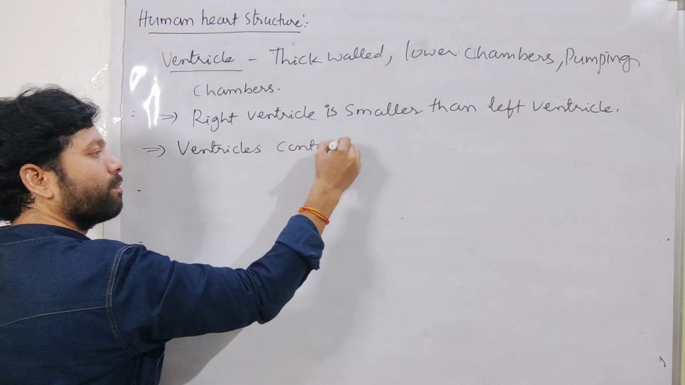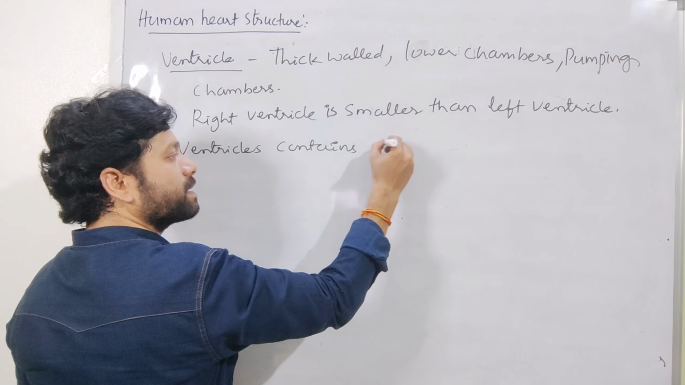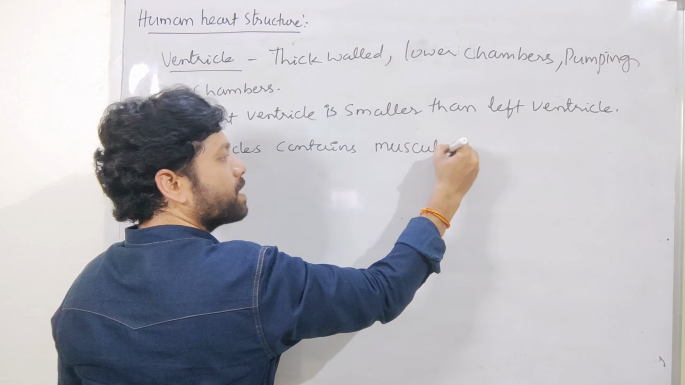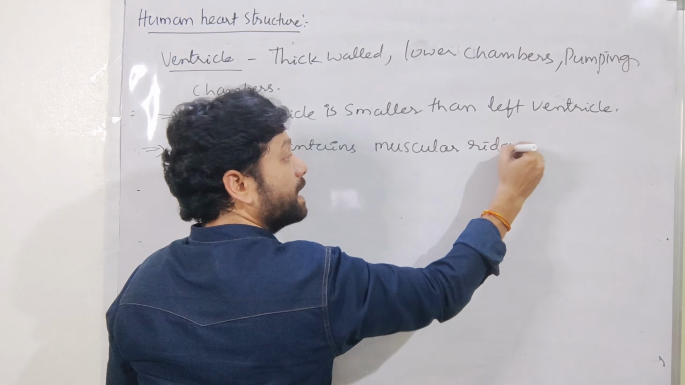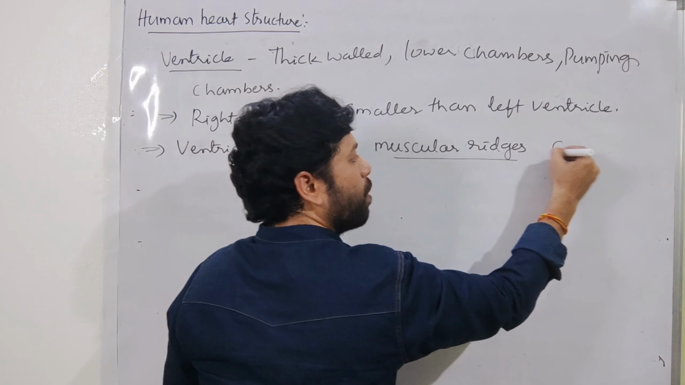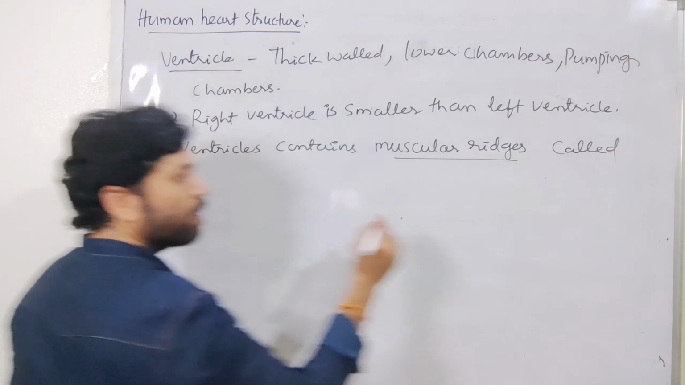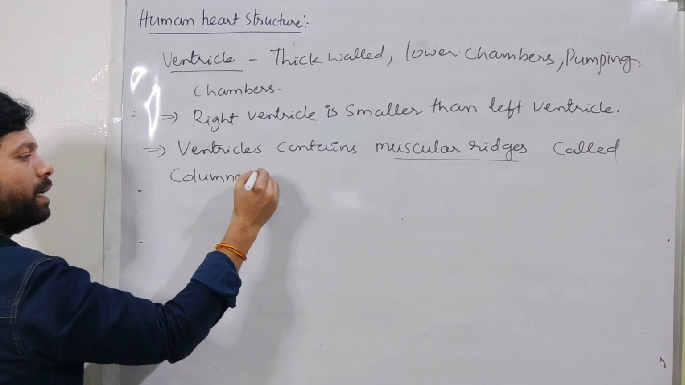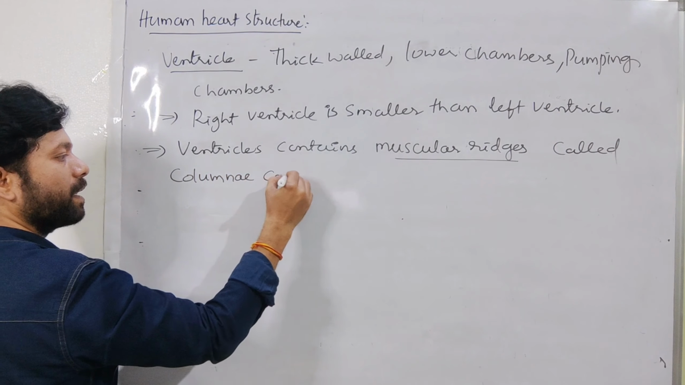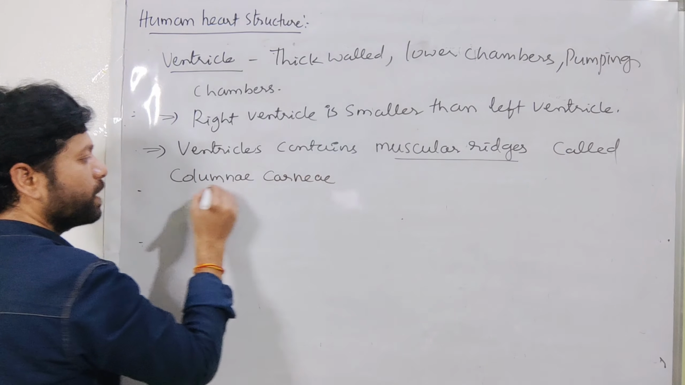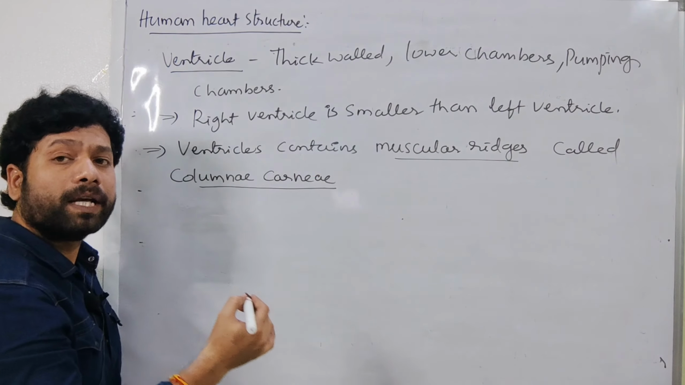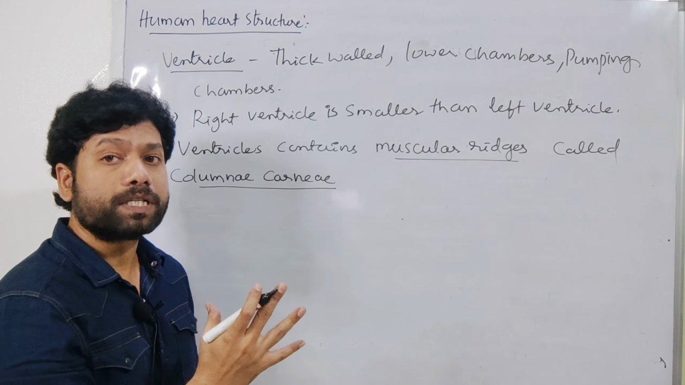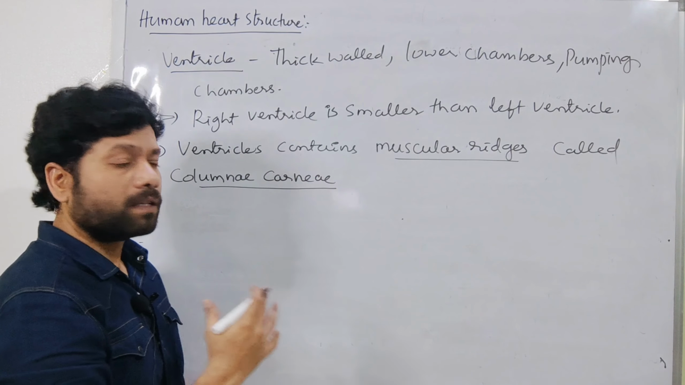contains muscular ridges, so called columnae carneae. So it is the word columnae carneae. What is your columnae carneae? Some ridges are the folds present in that ventricle walls.